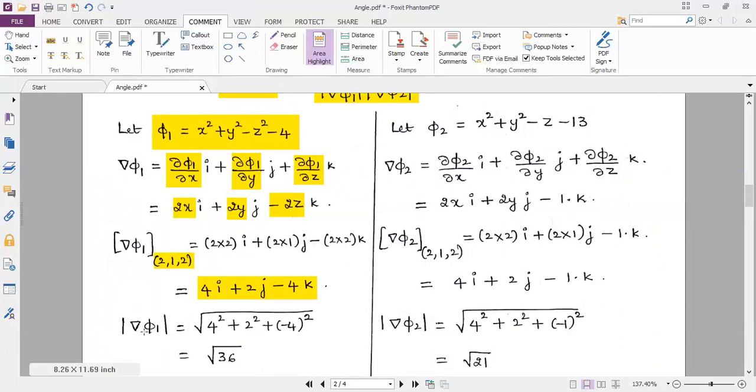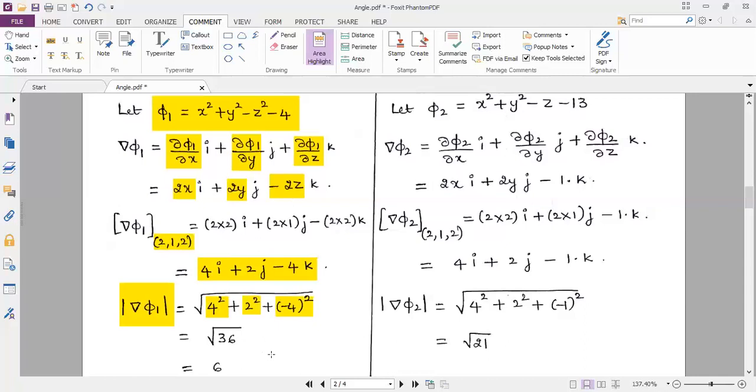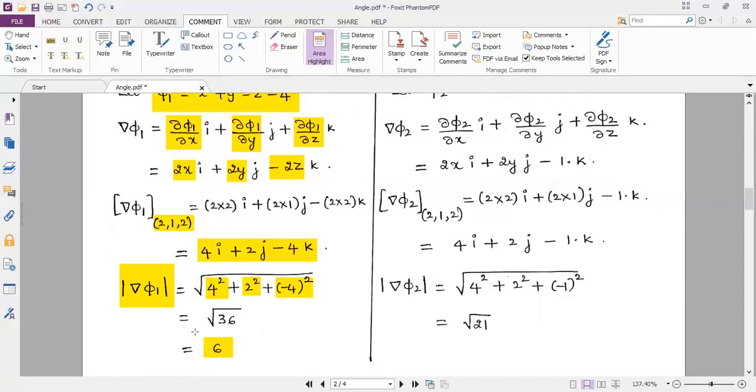Now to find magnitude of grad phi1, formula for magnitude of grad phi1, square root of sum of the squares of the components. So 4 square, i component is 4, 4 square plus j component is 2, so 2 square. k component is minus 4, so minus 4 the whole square. Summing up, we get root 36, which is equal to 6. So magnitude of grad phi1 is equal to 6.